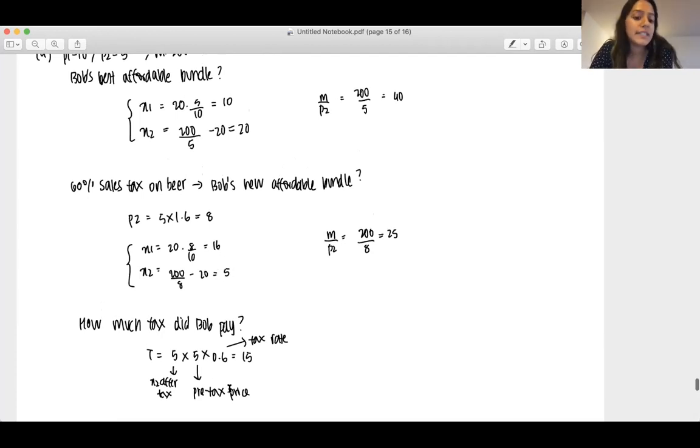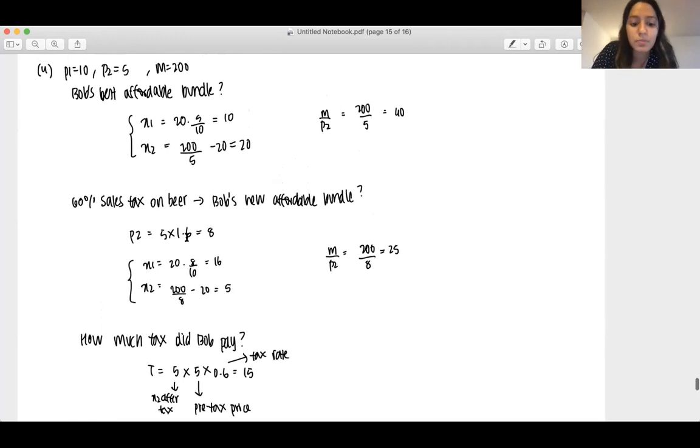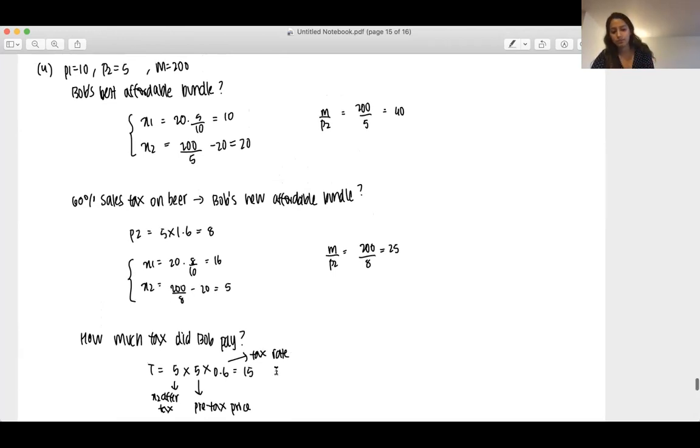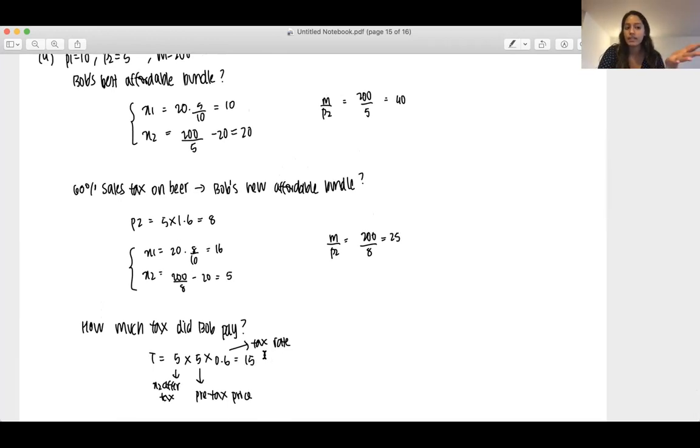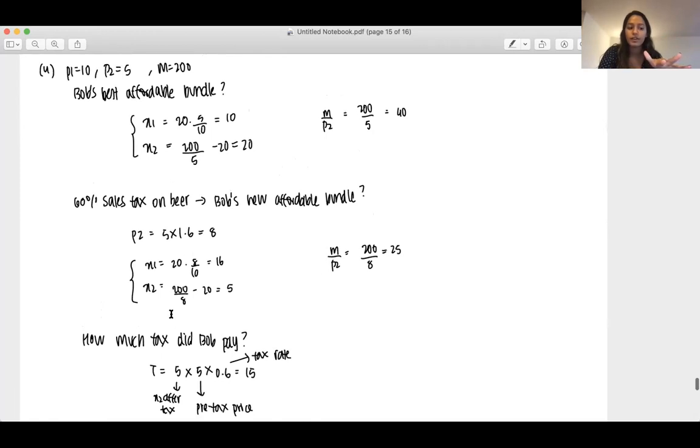Then we look at the pre-tax price, so the original P2, which is also 5 in this case, and then you do the tax rate. You just do 0.6. You don't have to put 1.6 because they're just asking for the tax rate, not to calculate an increase through tax, which here is equal to 15. So this is how much tax Bob paid. This is all of the fourth part of question B.